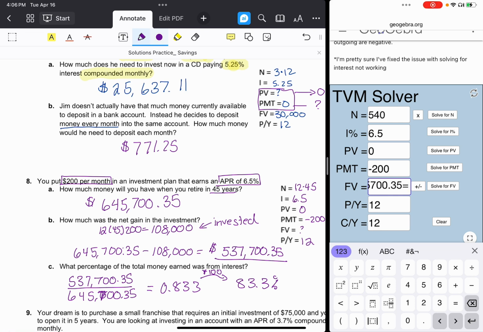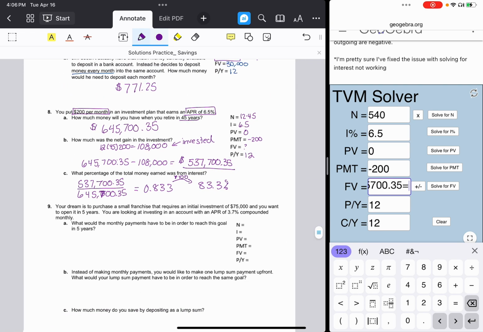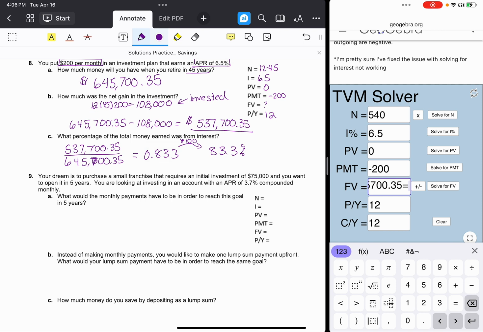This comes up more into play when we look at loans, but I thought, oh, let's practice it a little now. All right, your dream is to purchase a small franchise that requires an initial investment of $75,000, and you want to open it in 5 years. You're looking at an account that has an APR of 3.7% compounded monthly. What would your monthly payments have to be in order to reach this goal in 5 years?